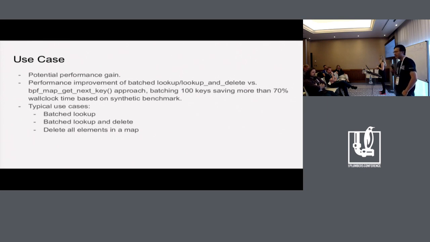In some synthetic examples, just a tight loop looking up 1 million keys, it can give more than 70% performance improvement. And the typical use case is lookup, delete, and lookup-and-delete. That's in BCC and in some other applications.